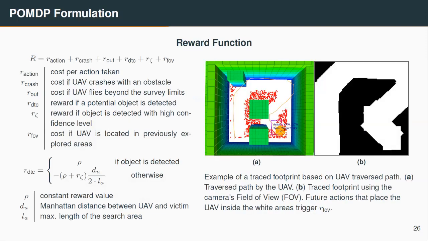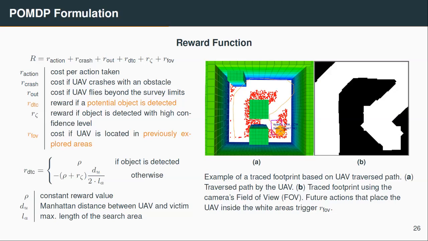Then for the reward function, in navigation in cluttered indoor environments, the reward function is a sum of reward variables conditioned by the action taken by the UAV and also by the state of the system. An important reward variable that I would like to highlight here is a reward if a potential object is detected, which is defined using this function. Essentially it says that if I have a detected object, I will assign a constant reward value. Otherwise, I will apply this linear function that gives penalties to the UAV the farther it is from our victim.